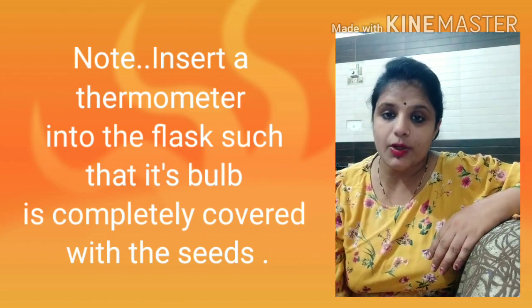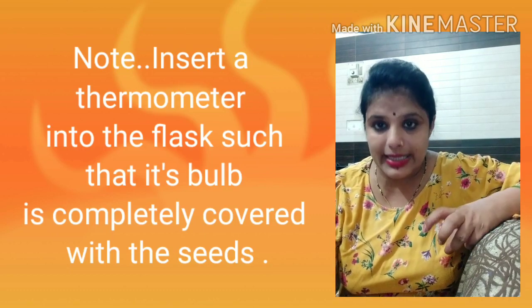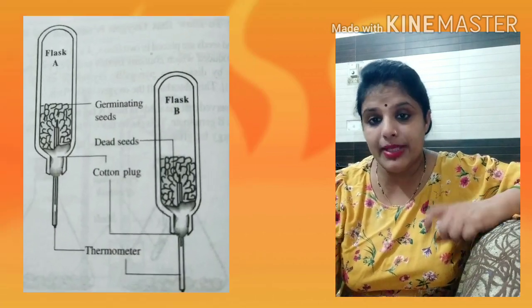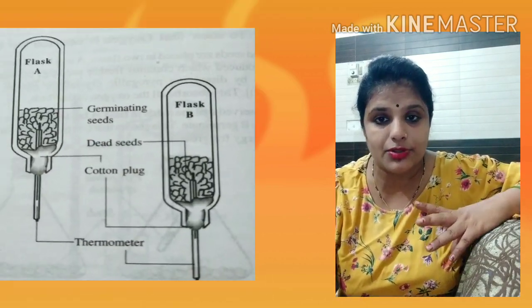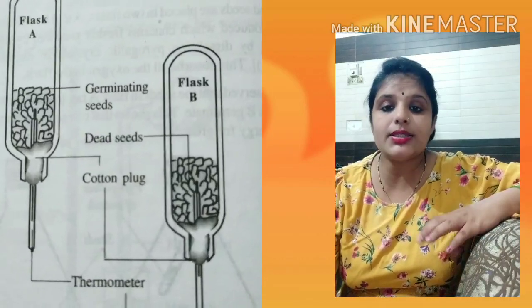Now what will be our observation? We will see that in flask A the thermometer temperature will rise, while in flask B there is no rise in the temperature of the thermometer. Now what is the reason behind it?